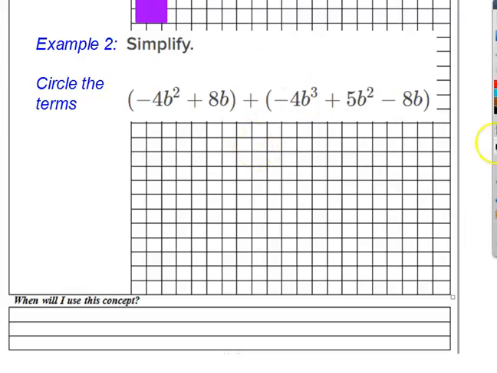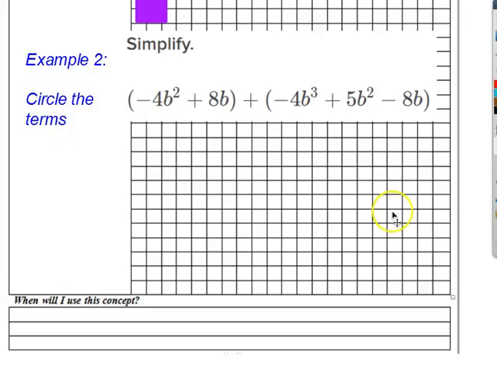So in example 2, my very strong advice is to circle your terms. When you are circling your terms, Jose, you need to circle the sign in front and the coefficients and the base and the exponent all together. So which of these has the biggest exponents? I'm going to start with the biggest exponents, and then I'm going to go to the next lowest all the way down until I get to no exponents at all.